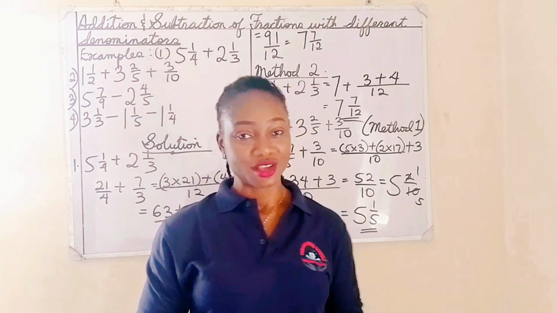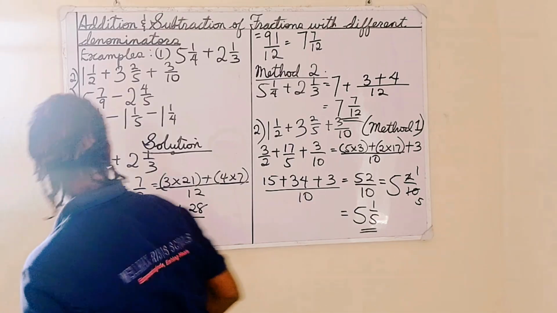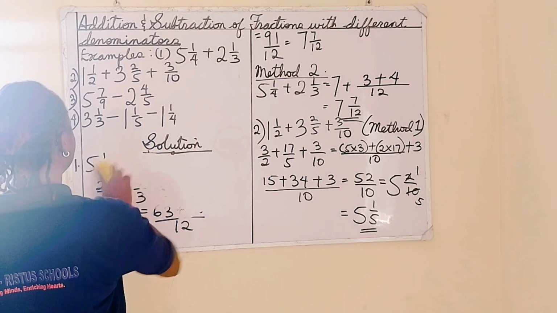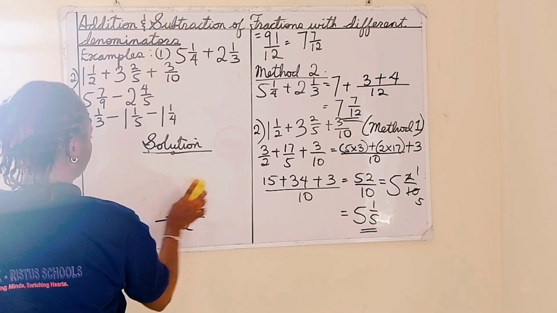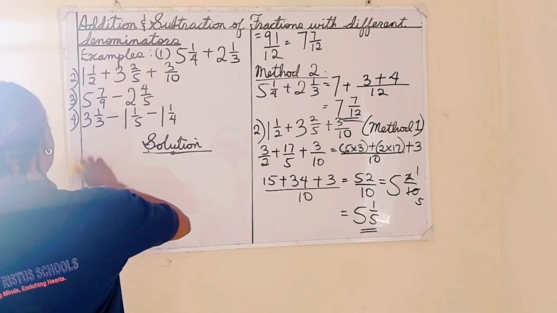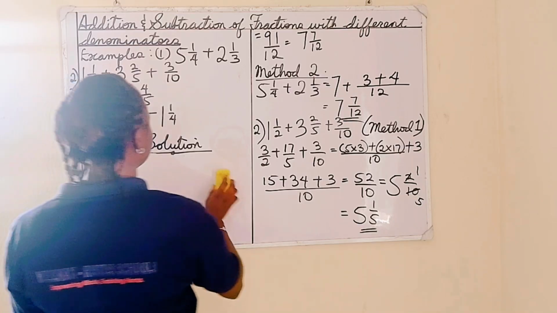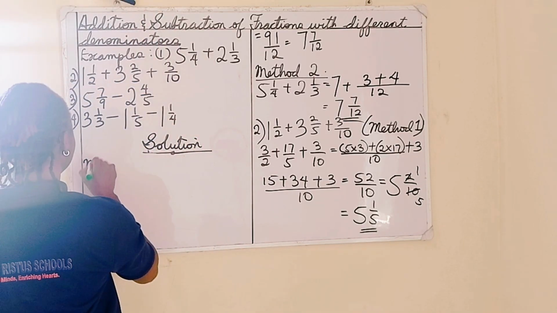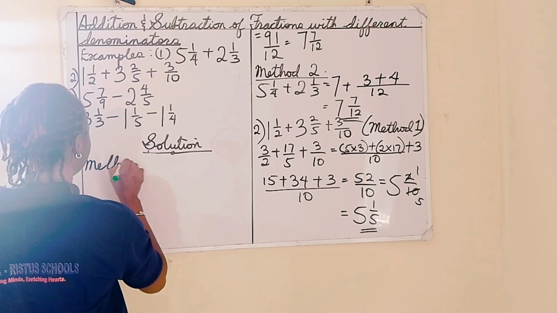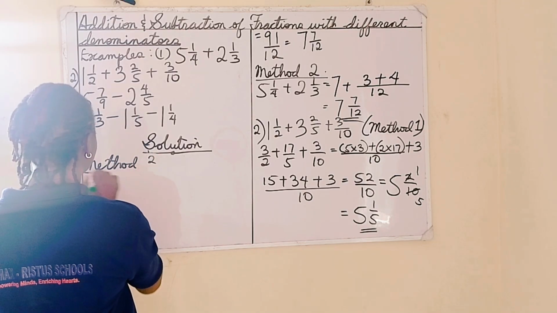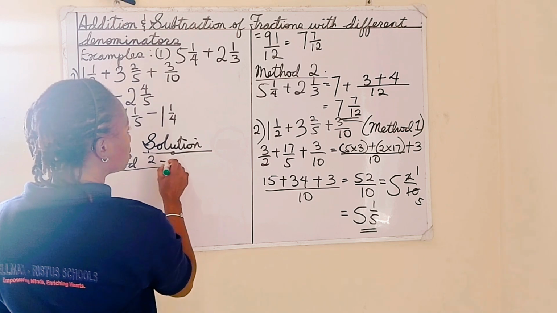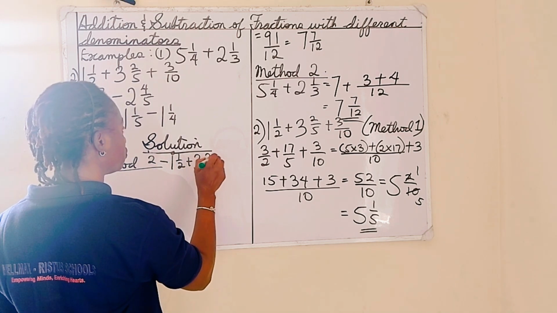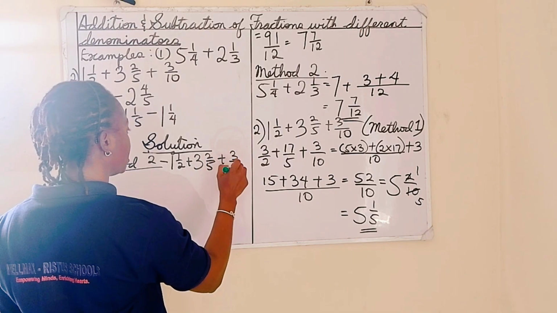Now let's try the second method. Now method 2. The question says 1 whole 1/2 plus 3 wholes 2/5 plus 3 over 10.